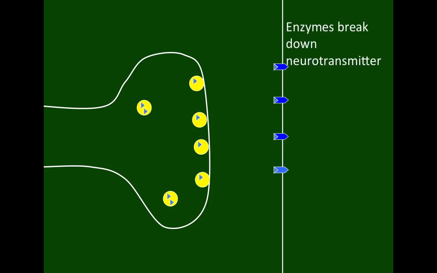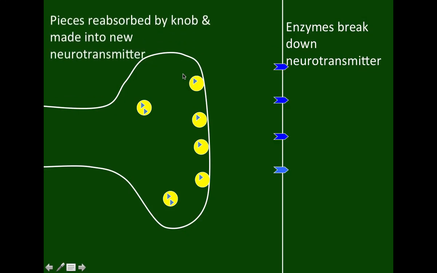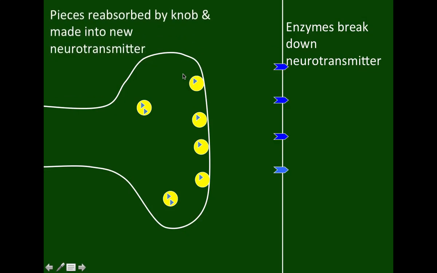The first part is that the enzymes break down the neurotransmitter. Now again, on my PowerPoint here, I can actually make them disappear. What you could do is just draw X's over them, just showing that they're going away. Now, these pieces remain in the synaptic cleft, and they actually get reabsorbed by the knob and made into new neurotransmitter. That is because we've invested a lot of metabolic capital, so to speak, in producing this neurotransmitter, and we don't want to waste it. So that's the process at the cleft.